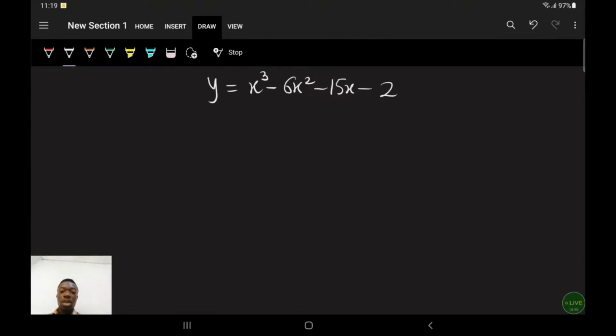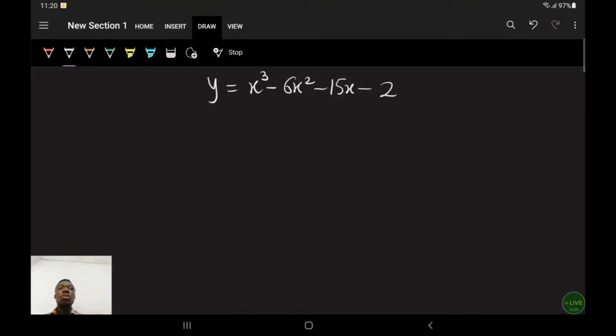I hope that is clear. So let's take note of that. Alright, so let's see how we can go through the determination of the stationary points of this curve.